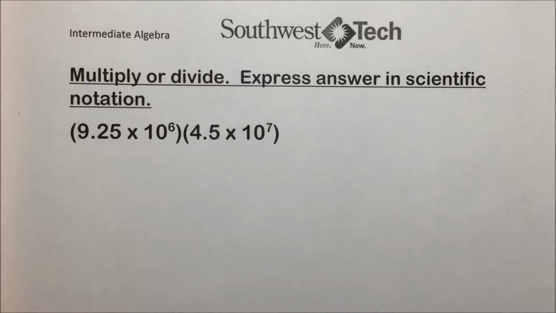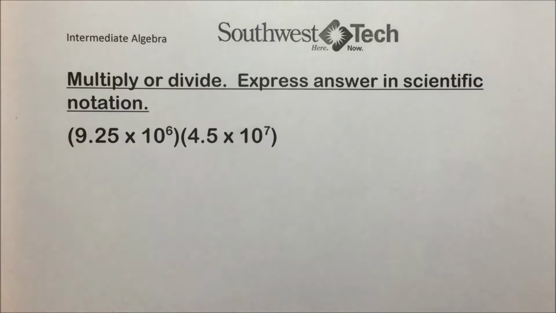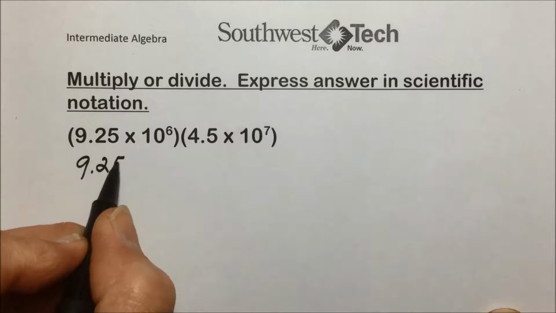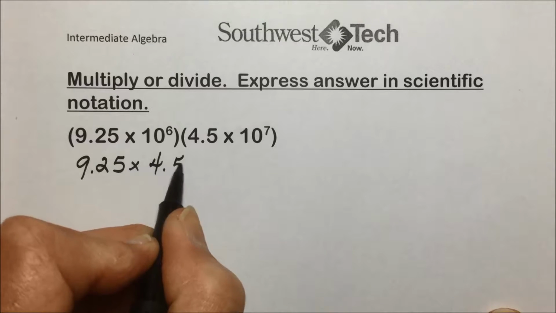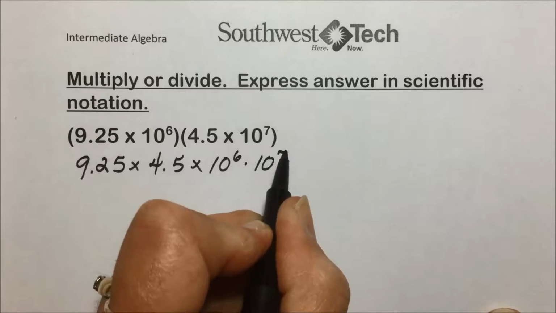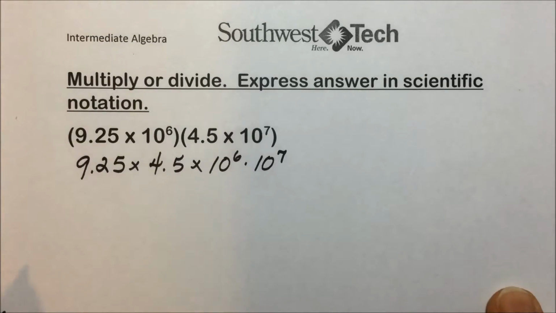Intermediate Algebra Section 1.7, multiplying or dividing with scientific notation. In this example, they're asking us to multiply these two numbers that are in scientific notation. Within the parentheses, we do have multiplication, and a parenthesis next to one another implies multiplication as well. So one approach is to simply use the commutative property and multiply the like terms together, similar to what we did in exponential notation.